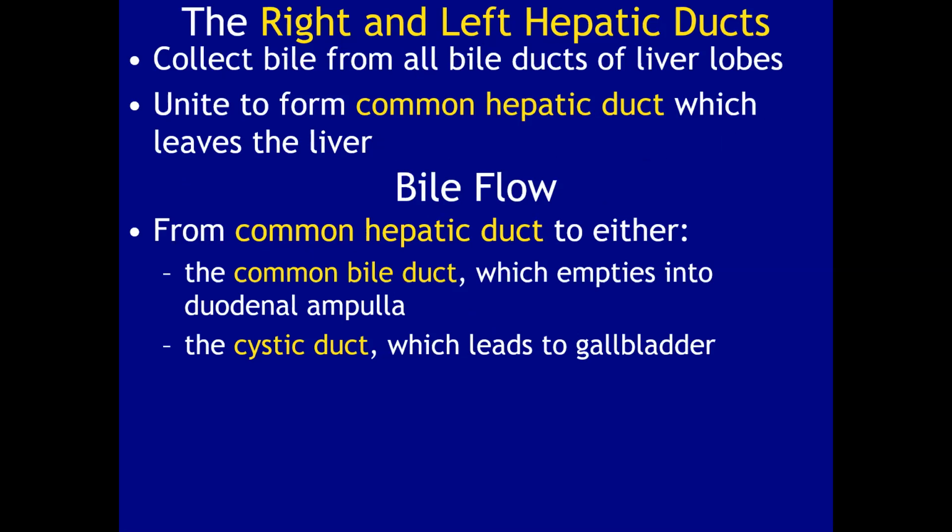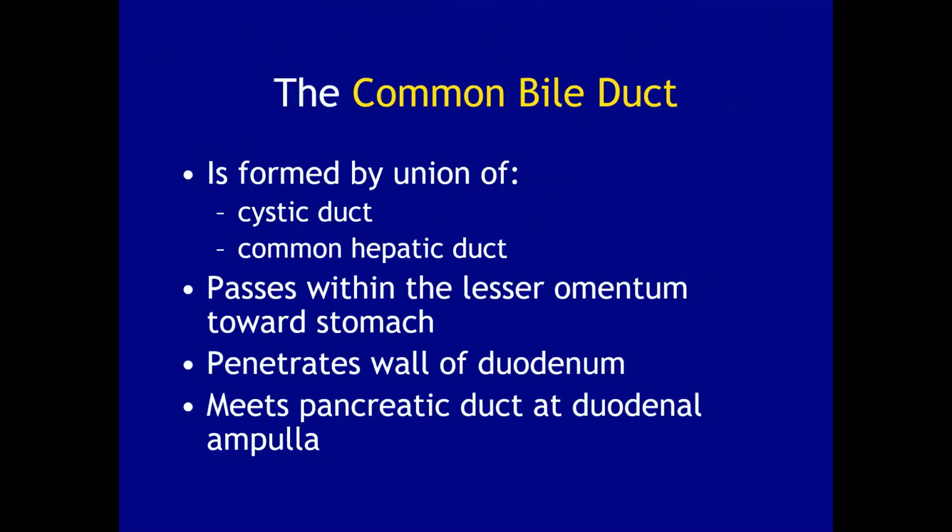So you can send the bile one of two ways, to the common bile duct or to the cystic duct, and that will lead to the gallbladder. The common bile duct, again, is formed by the union of the cystic duct and the common hepatic duct. It passes through the lesser omentum toward the stomach. It then penetrates the wall of your small intestine, and it meets the pancreatic duct at the ampulla.